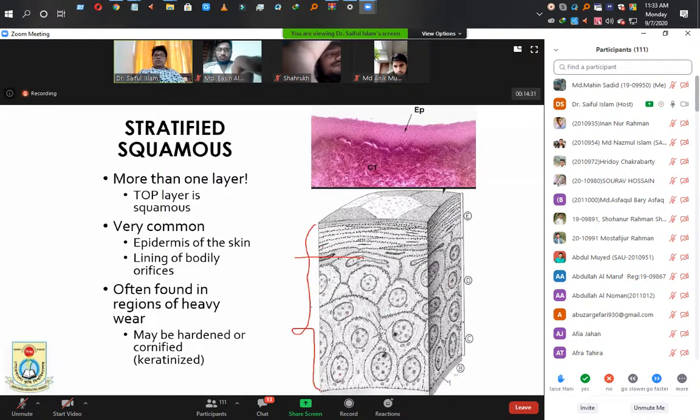You may ask me what this is. This is a different thing. It is not a cell. It's some fiber. So where will you find stratified squamous, and how does it look under the light microscope? Look, under my light microscope, it looks like this.